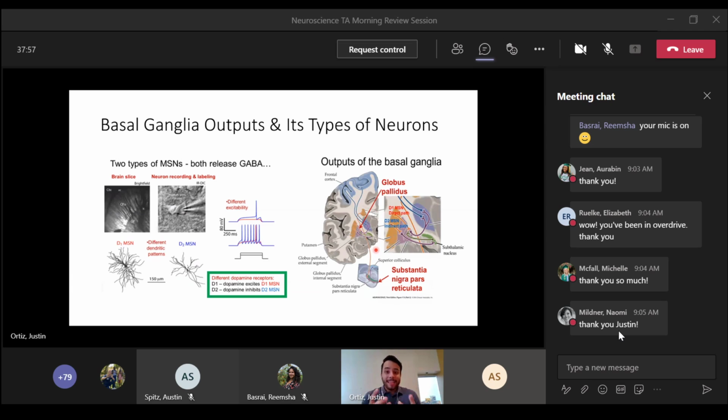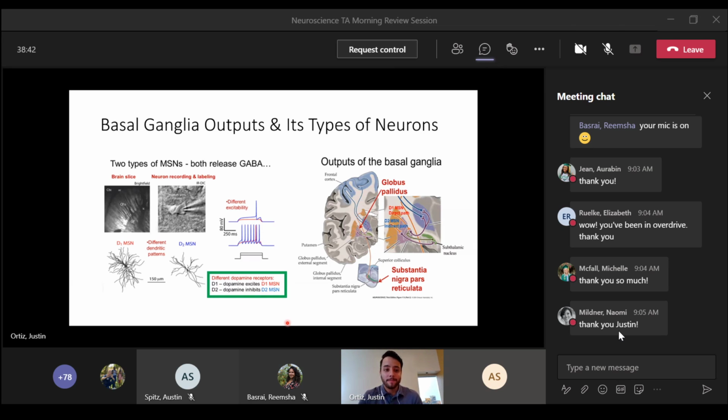Okay, so these MSNs. Quick recap: the basal ganglia is important for smooth movements, starting and stopping movement. We have our striatum, which is the putamen and the caudate, and it has basically two types of MSNs, medium spiny projection neurons. They both release GABA. So we know that if both release GABA and the MSNs are located mostly in the striatum, the striatum is going to be inhibitory, which is true. The striatum, which contains the caudate and the putamen, is inhibitory. We'll talk about that when we talk about the pathways.